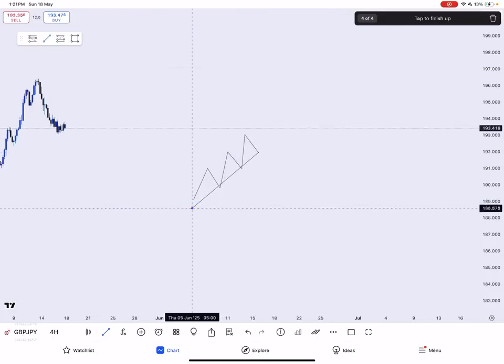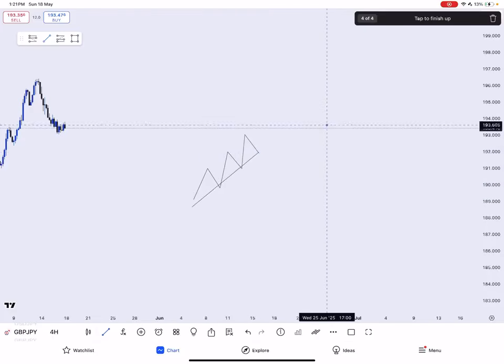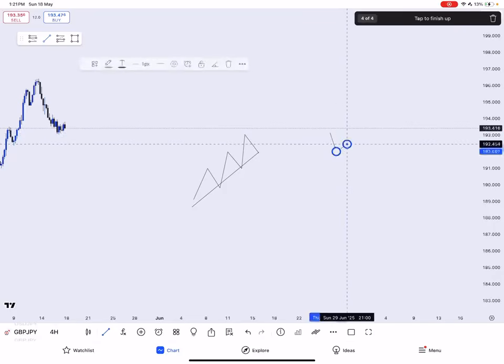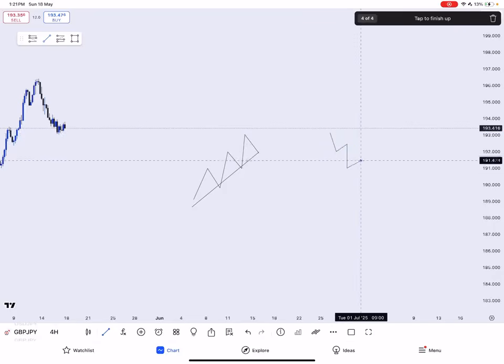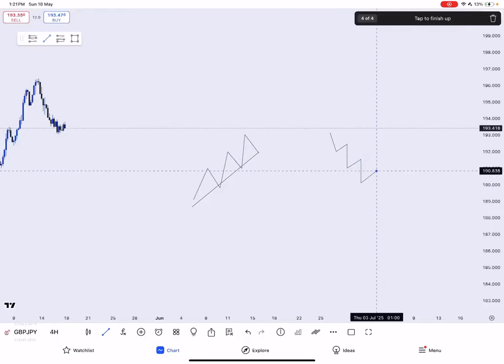You can literally use a trend line and they will connect. And you also have a downtrend, which is the market making lower highs, then lower lows, lower highs, then lower lows.